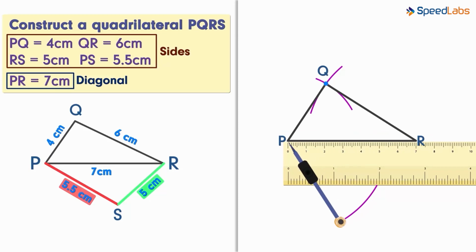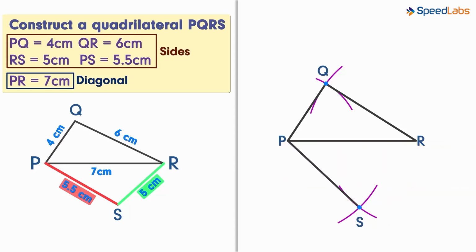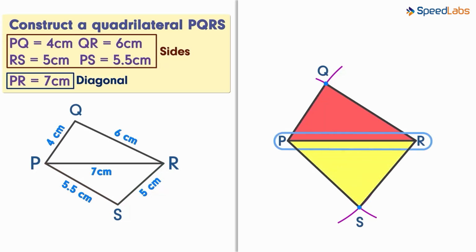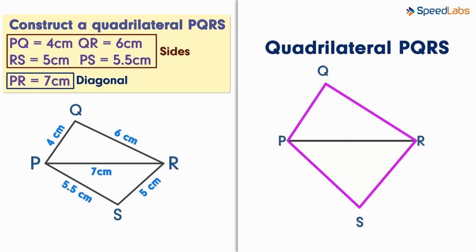Take R as center and with a radius of 5 centimeters, let's make an arc in the direction of the previous arc that we made. Observe that these two arcs intersect. This point of intersection is called point S. Now let's join these 2 points and then these 2 points. We get the triangle PSR. Observe that there are two triangles, PQR and PSR, which share the same base PR. If you just observe the outer lines, there's a quadrilateral PQRS with the dimensions as mentioned in the example.